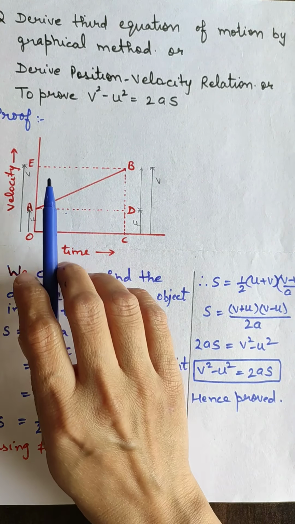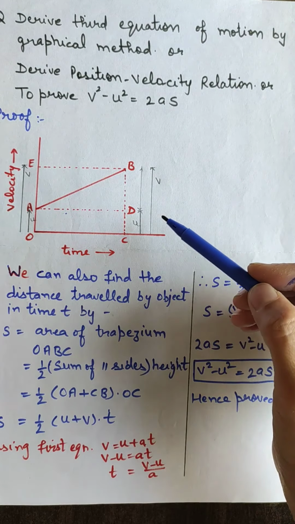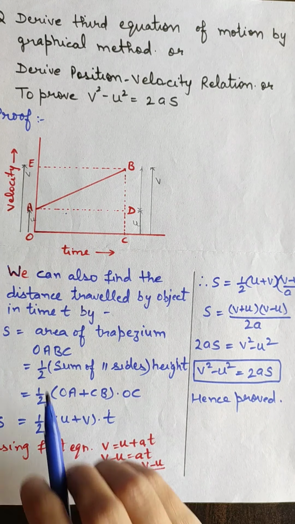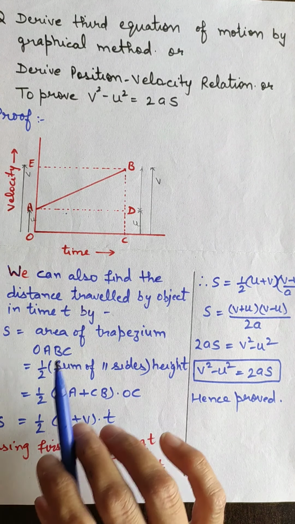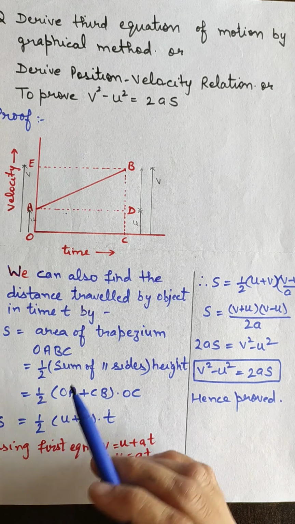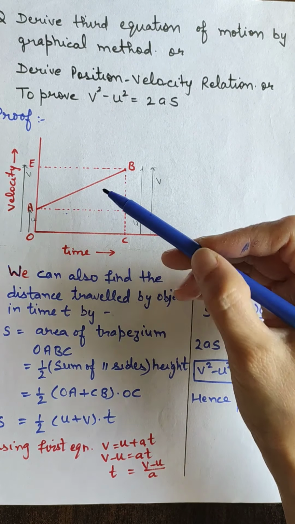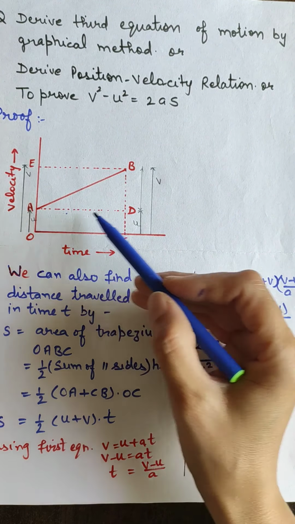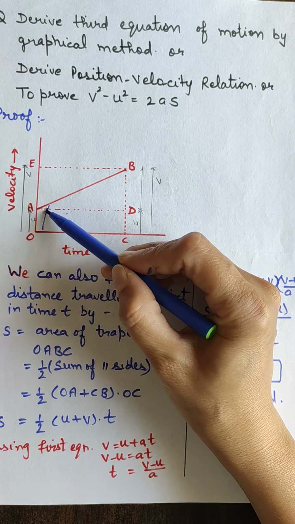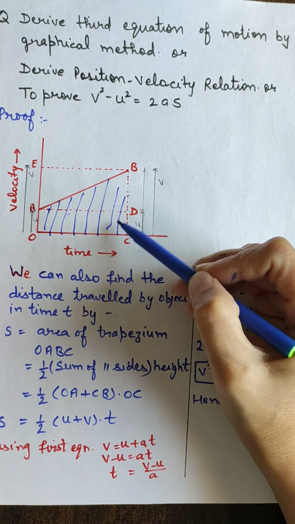First of all, we will make a graph. As we have done in the first equation, the same notations we have given. We can also find the distance traveled by the object in time t, in the same way as we have done in the second. In the second, we bifurcated the area under AB into two parts, that is, the area of this triangle and the area of this rectangle. But for deriving this equation, we will take the area under AB as the area of a trapezium.